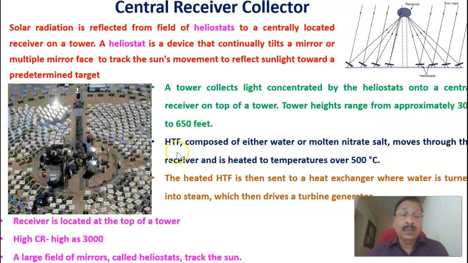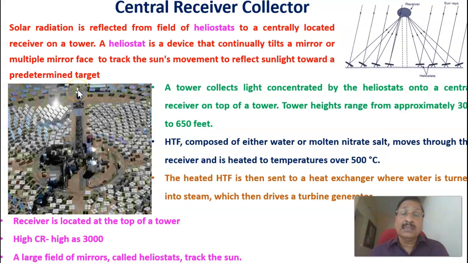The heat transfer fluid, composed of either water or a molten nitrate salt, moves through the receiver, and it is heated to a temperature of 500 degrees centigrade. The heat transfer fluid passing through gets heated because of the concentrated radiation on the top of the tower. Therefore, this heated heat transfer fluid is then sent to a heat exchanger where the water is turned into steam, which then drives the turbine generator. Therefore, that is a central receiver collector, and the receiver is located at the top of the tower.